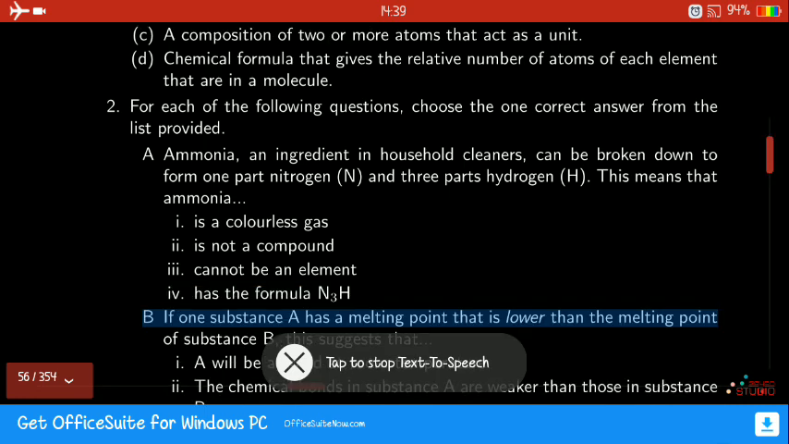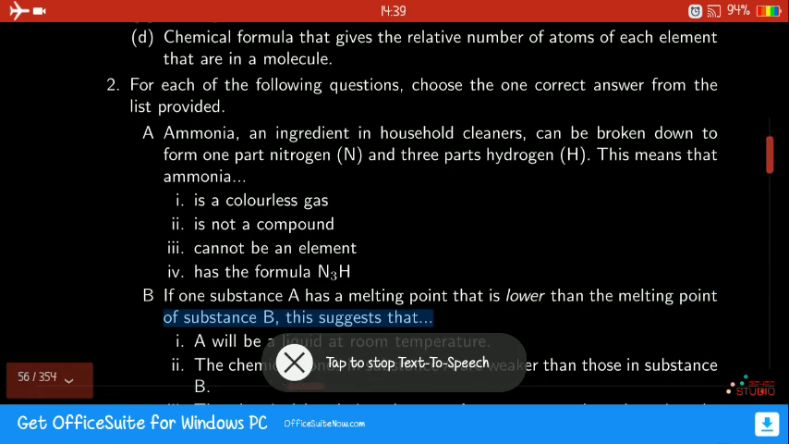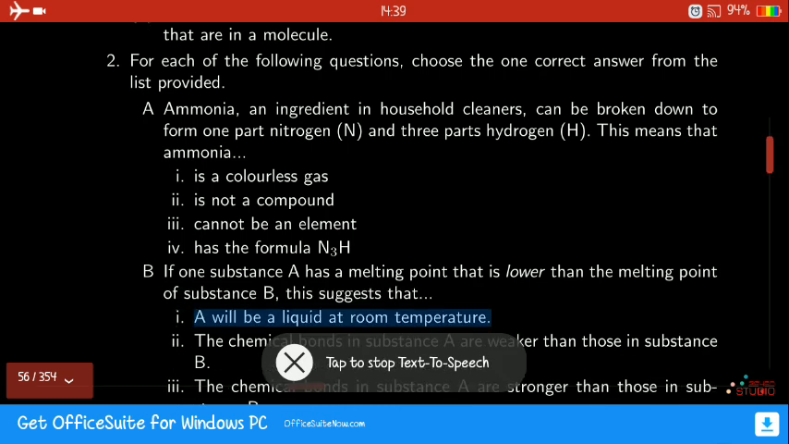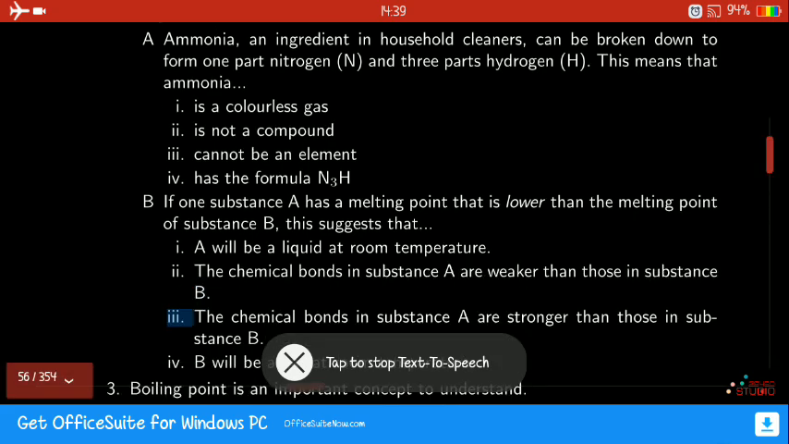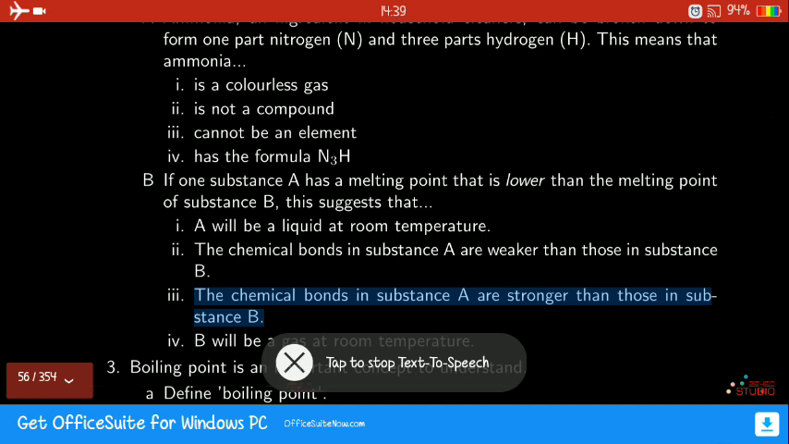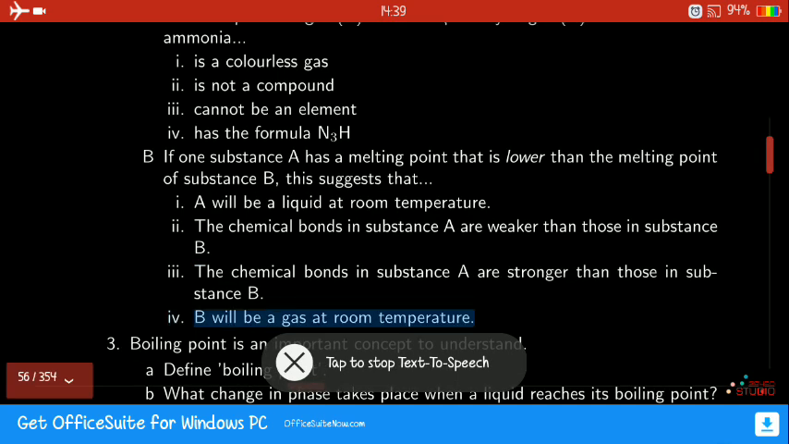B. If one substance A has a melting point that is lower than the melting point of substance B, this suggests that A will be a liquid at room temperature. The chemical bonds in substance A are weaker than those in substance B. The chemical bonds in substance A are stronger than those in substance B. B will be a gas at room temperature.